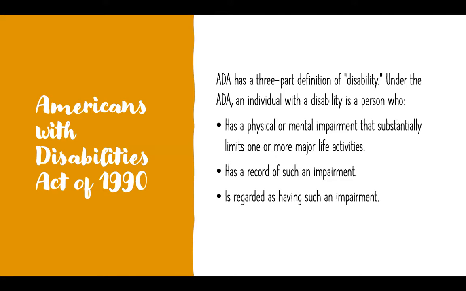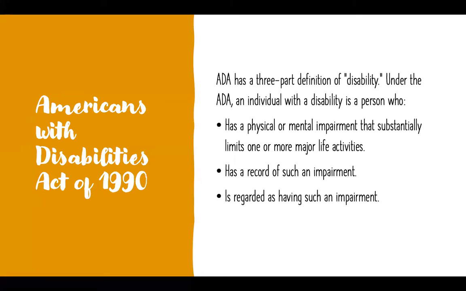So the Americans with Disabilities Act, ADA, most people know it. It has a three-part definition of disabilities. We're getting back to definitions, and some of this medical stuff will come up again. Under the ADA, an individual with a disability is a person who has a physical or mental impairment. Again, I hate the term impairment, but it's there. It substantially limits one or more major life activities.